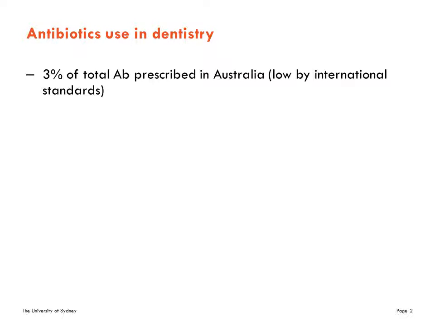As a group, dentists in Australia prescribe about 3% of the total antibiotic usage for human treatment. This is low by international standards. The literature has reported that in the UK and the US, dentists there prescribe between 7 to 11% of the total antibiotic usage. However, in the past 12 years, the number of scripts written by dentists in Australia has been increasing by about 50%, so we still have some room for improvement.